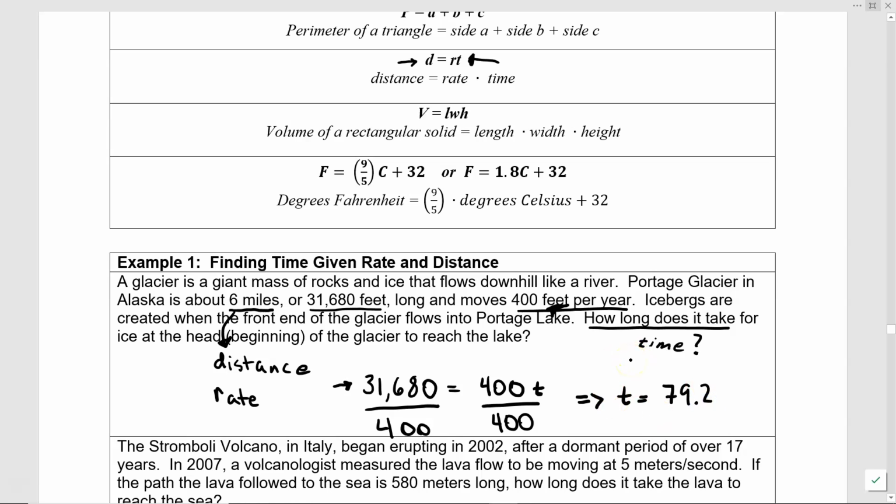79.2 what though? Notice how each of the variables that we've plugged in so far have had units. This one had a unit of miles, this had feet, and this had feet per year. So if we look at it, we see that the rate is going to be 400 feet per year, and the distance is 31,000 feet. So by process of elimination, we see that time is in years. So it's going to take 79.2 years for this glacier to move.